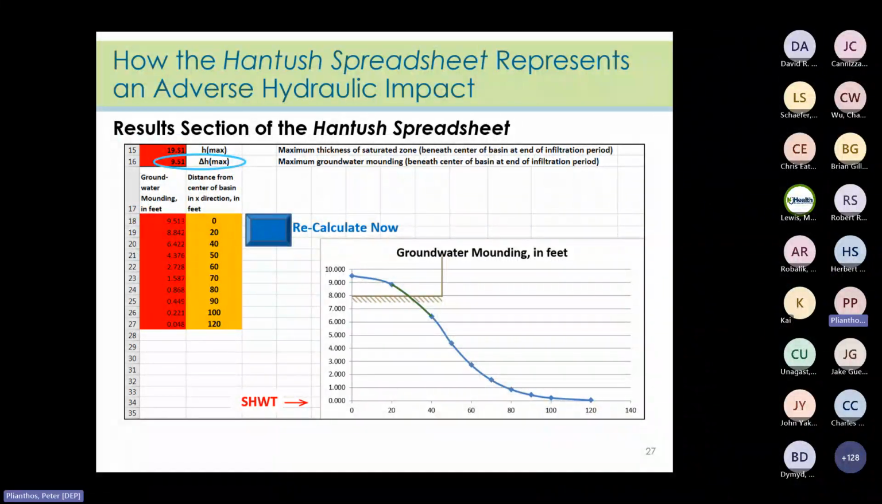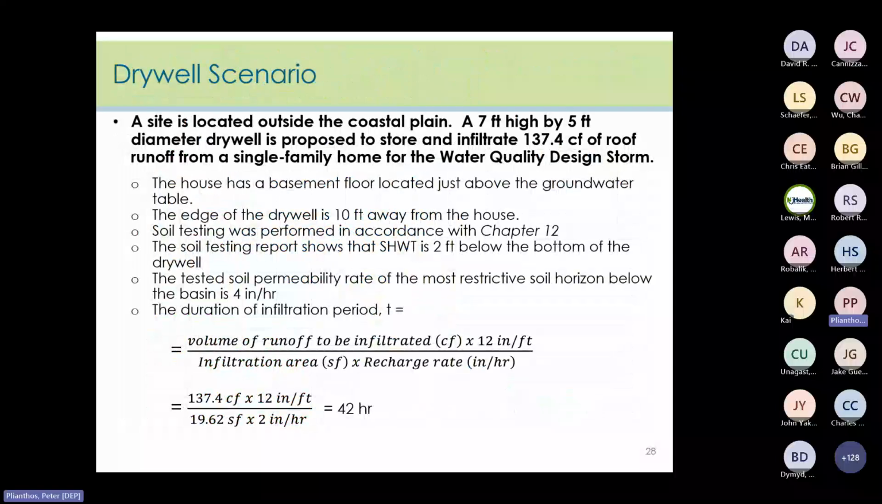All right, with that explained, let's move on to our second example. We're going to look at a dry well for the example of an adverse impact. Even a small BMP can cause one. A site is located outside the coastal plain. A 7-foot high by 5-foot diameter dry well is proposed to store and infiltrate 137.4 cubic feet of roof runoff from a single-family home for the water quality design storm.